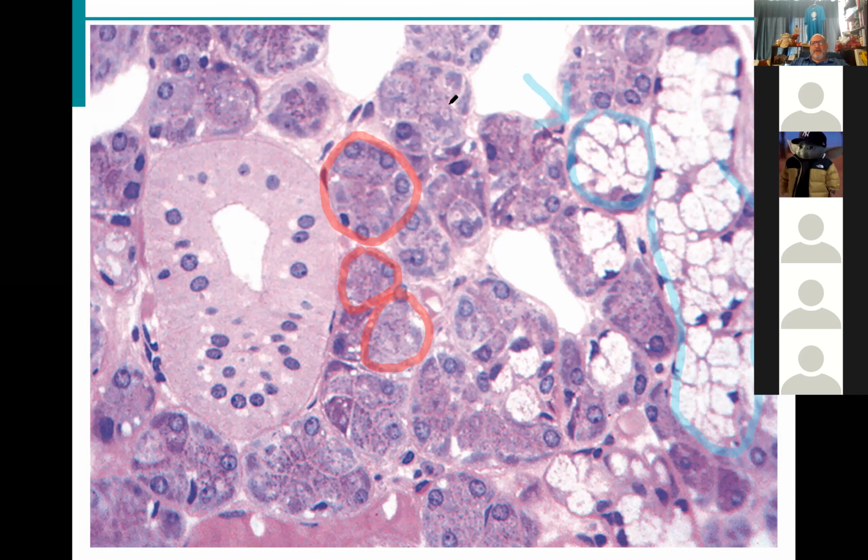Conversely, these cells over here aren't making mucin. And so if they're not making mucin, what must they be making? Serous fluid, right, absolutely. So the mucin is light, the serous fluid ones are dark. So here we happen to have two different types of secretory structures making two different types of secretion. One is making mucin, one is making serous fluid.